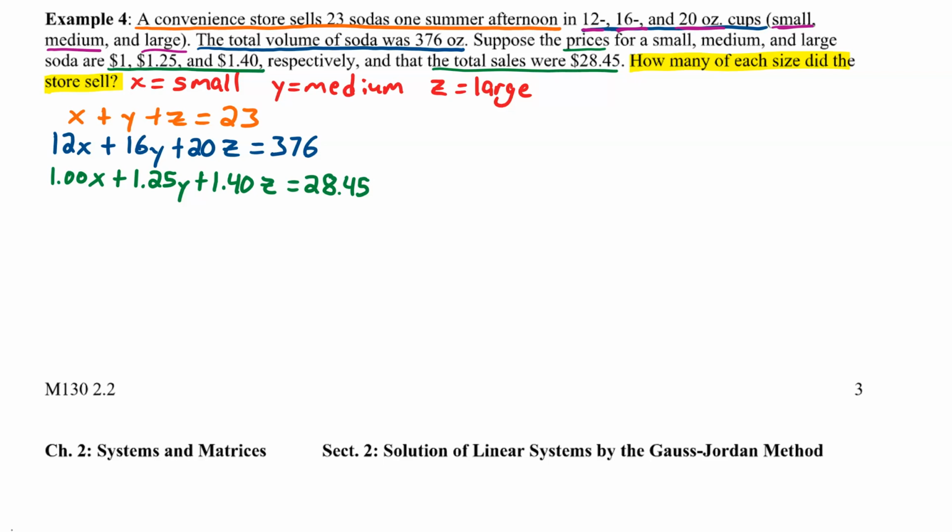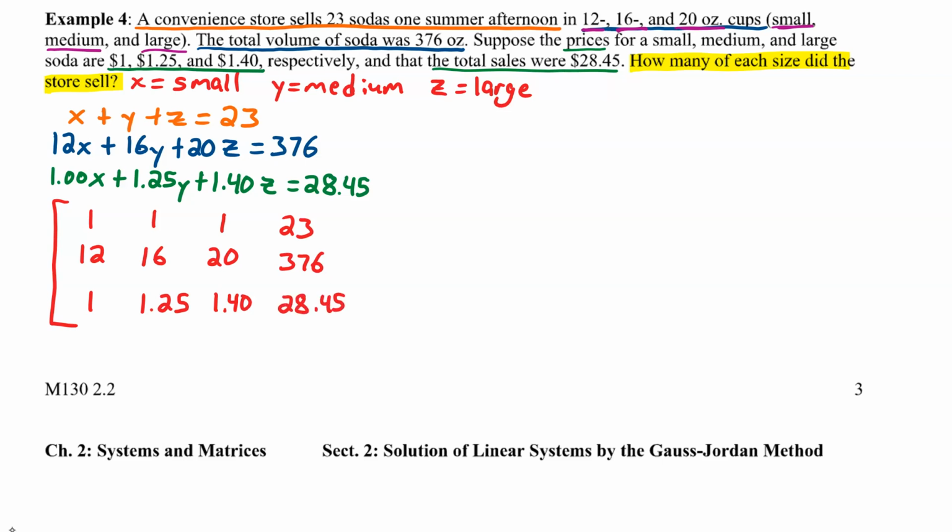So we go ahead and put these in our augmented matrix. So we have 1x plus 1y plus 1z equals 23. Our second equation is 12x plus 16y plus 20z equals 376. And our last equation is 1x plus 1.25y plus 1.40z equals 28.45. And we said we want to make sure, just like with the original equations, that we have the constant separated from the coefficients on the variables. So we do that with that vertical line in that augmented matrix.